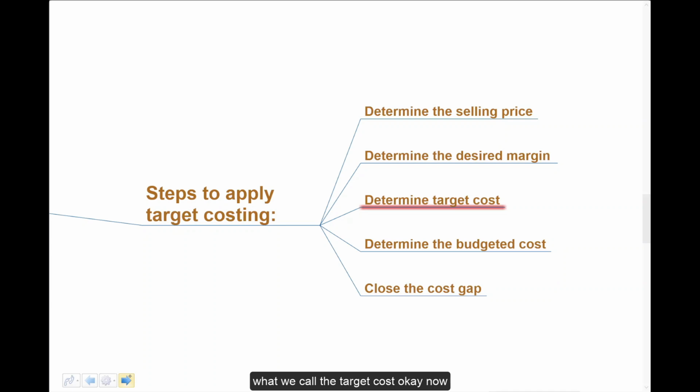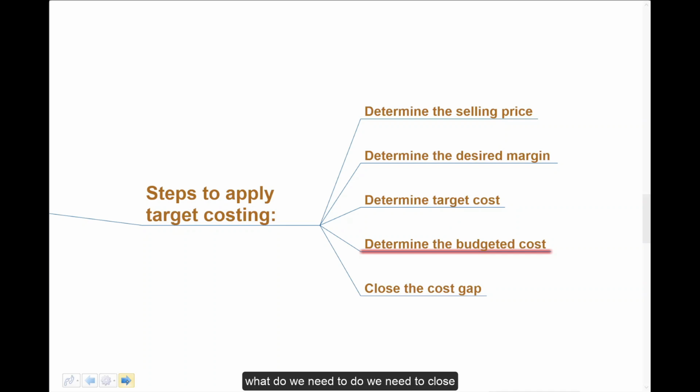Now, once we have the target cost, let's compare that to what we actually believe our budgeted cost is, based on historics, based on supplier prices, based on manpower, use of manpower, etc. Those two things, the target cost and the budgeted cost, are going to be different. Well, highly likely they're going to be different. They certainly will be different in an exam question. And between those two, there is going to be a gap.